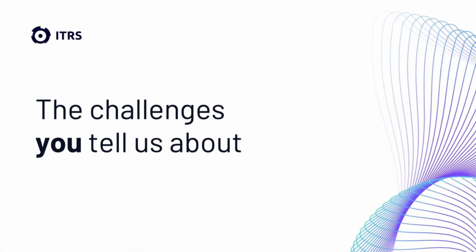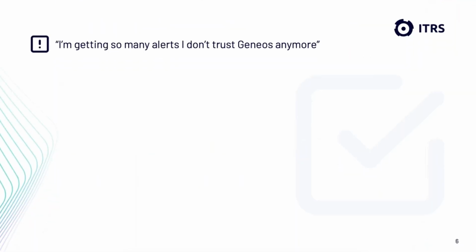Well, before we go into that, let's talk about the challenges that you tell us about in your Geneos world. Number 1, I'm getting so many alerts, I don't trust Geneos anymore. I've been there with you. Lots of times the gateways are always red, your net probes are red, managed entities red, and it gets to a stage where I don't really trust Geneos anymore. I don't really know what's really red as opposed to just noise.